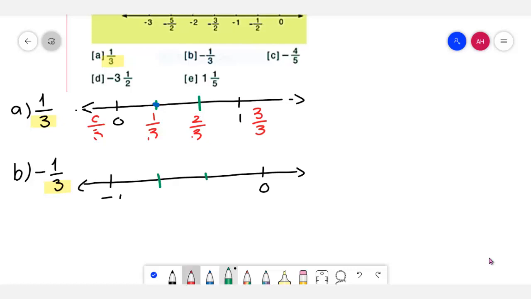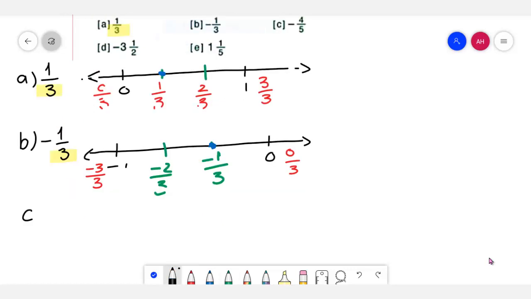I know that 0 is 0 over 3 and negative 1 is negative 3 over 3. So the rational numbers in between are negative 1 over 3 and negative 2 over 3. And here is the rational number that he's looking for, negative 1 over 3. Let's go now for number C.